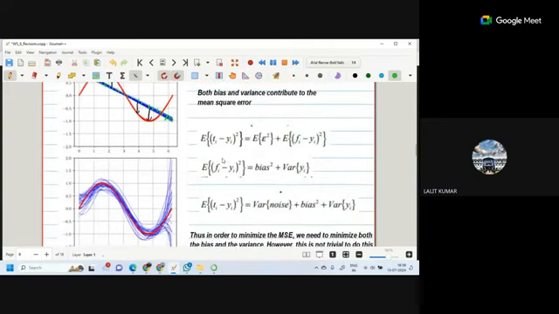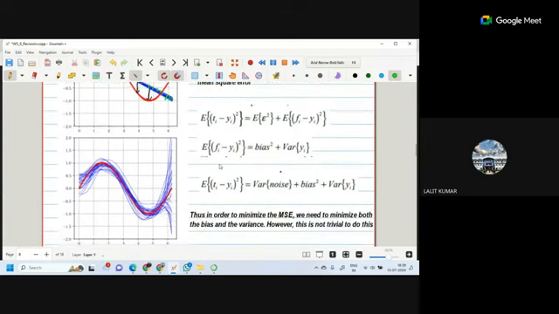Now, what happens when we increase the complexity of the model? For example, we make f(x) equal to x cube plus 2 by 3 x square plus 3x plus 4. Then the model tries to learn all the data points. So your bias is low. But its variance is very, very high for complex models.